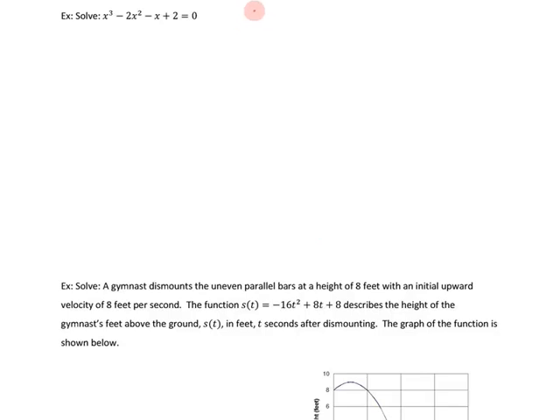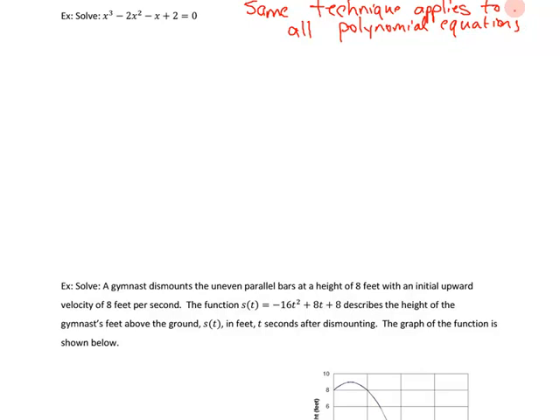But the same technique applies to all polynomial equations. In other words, get it equal to 0, factor it, set each factor equal to 0, and solve. So we got it equal to 0.